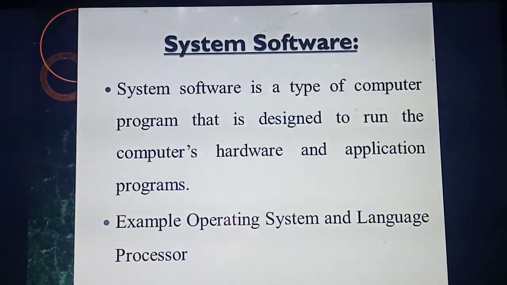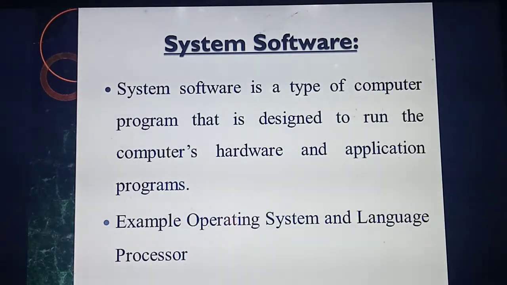Next one is system software. Application software you have studied; the next thing is system software. It is also a type of computer program, the same as application software. System software is mainly designed to run the computer application programs. So what program does system software mainly run? Application programs. Understood? Application software means each and every app; each app is a separate software.